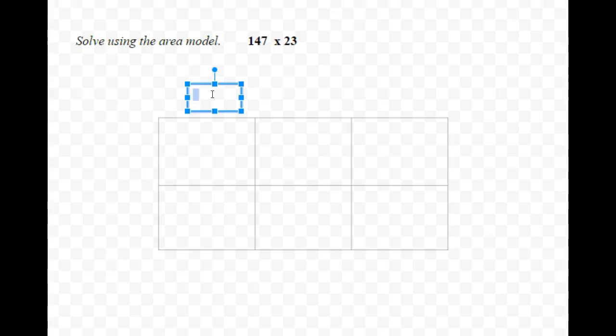When you do that, you have to make sure that you are able to break apart the numbers. So the 147, we're going to break it up into hundreds, tens, and ones. So we've got 100, and we've got 40 tens, and then we've got 7 ones. So 147, because 100 plus 40 plus 7 equals 147.